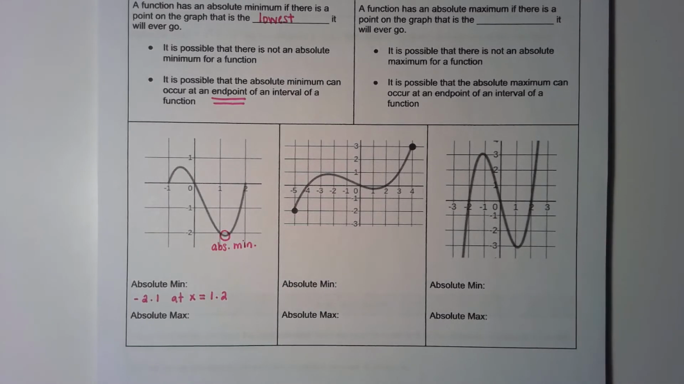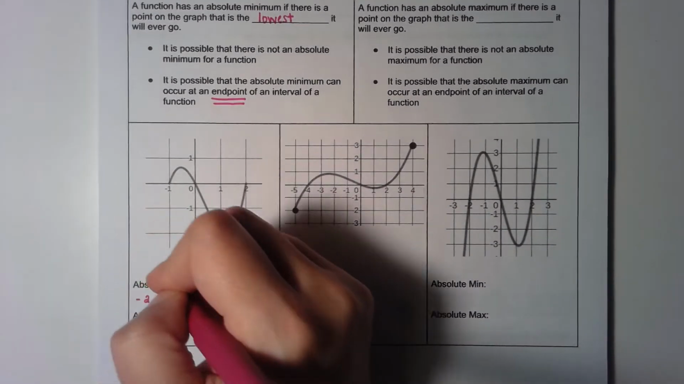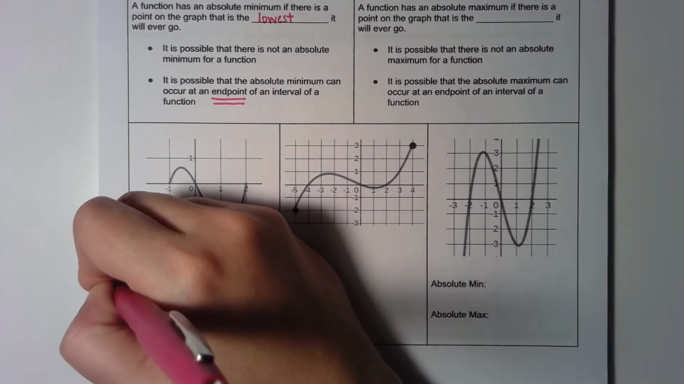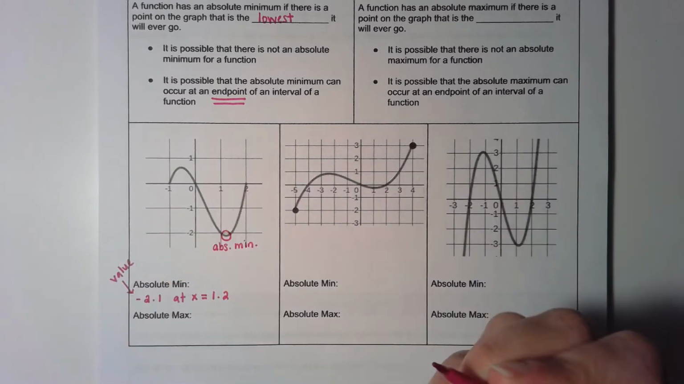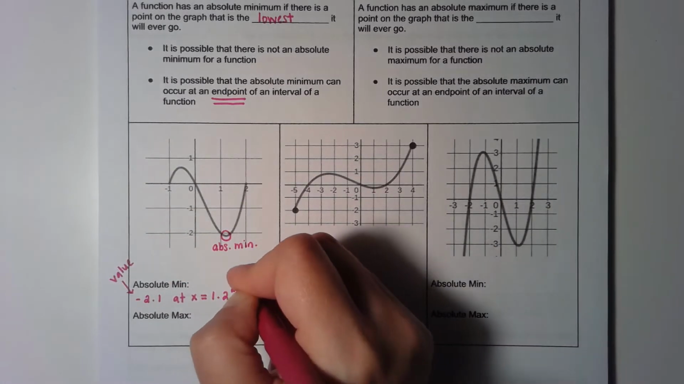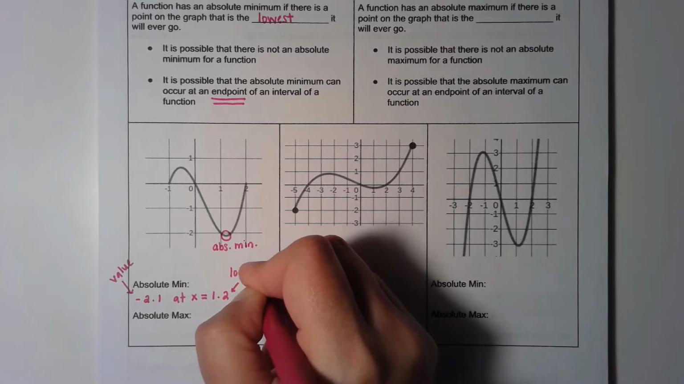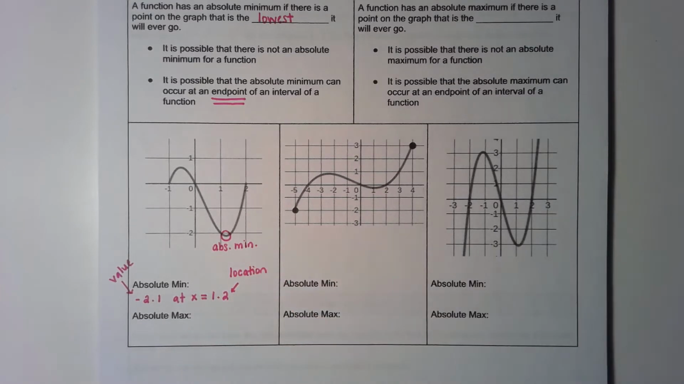Now you'll notice I did not just list an ordered pair here. I didn't just say it's the point 1.2 comma negative 2.1. I'm saying the absolute minimum value is 2.1. So this number right here is the value. It's how low does it go? And the x equals 1.2 is the location. This is the where does it happen. So when we are asked to find the absolute minimum, we usually say the absolute minimum value is negative 2.1. That's the lowest it goes at x equals 1.2. We don't usually write it as an ordered pair.